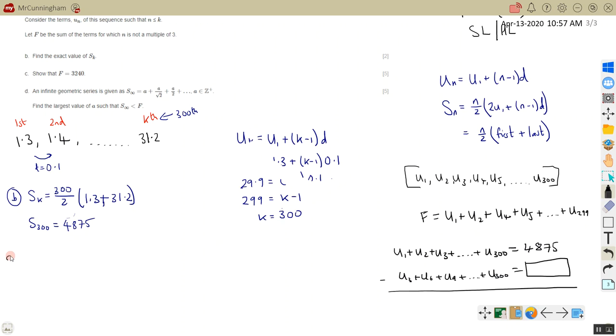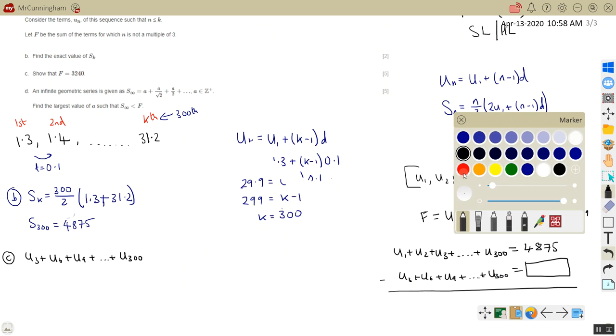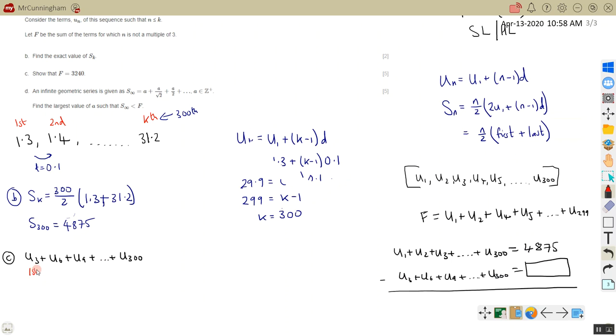So how am I going to work out what u3 plus u6 plus u9 all the way up to u300 is? Okay, well, first off, how many terms have I got here? This is my first, second, third. Hopefully it should be easy to see. 3 divided by 3 is 1. 6 divided by 3 is 2. 9 divided by 3 is 3. 300 divided by 3 is 100, so this must be my 100th term.